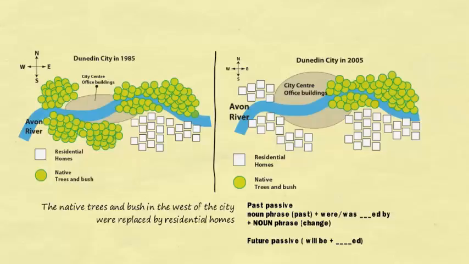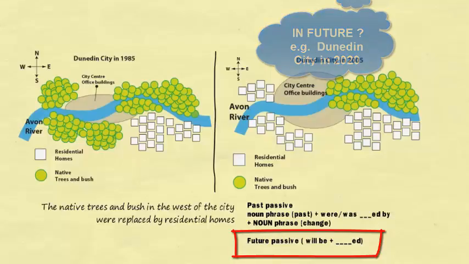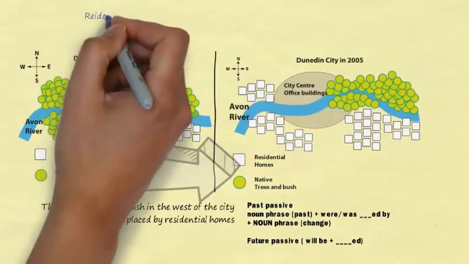You could also, if that picture of the city was in the future and it was a future plan, use the future passive as well. So then let's say, for example, it was Dunedin City in 2020. Then we would simply write the native trees and bush in the west of the city will be replaced by residential homes. Now there is another way to describe this, and we see that the picture is describing from the past, present, two times in the past.